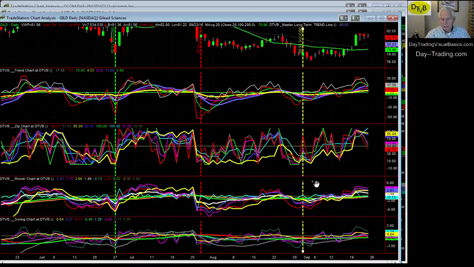In this case here, the next day after this, on this green candle right here, what do we got? Zip chart. Got a red peak. We got zip red at 78 and zip yellow at 17. So that's a classic red peak pattern, and next day it's going to go down.